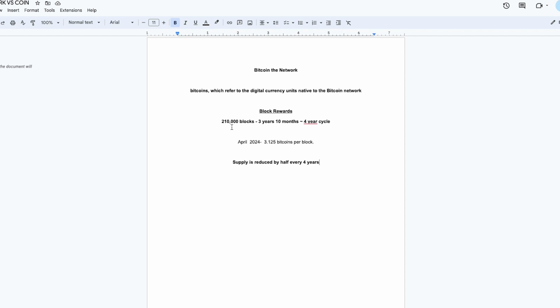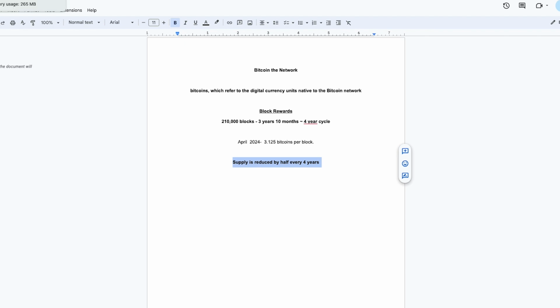Why? Because every 210,000 blocks, the supply is reduced by half. That is roughly 3 years, 10 months. We round up to 4 years, called the 4-year cycle. The last halving of supply was April 2024, and it went from 6.25 Bitcoins per block to 3.125 Bitcoins per block. So again, all you have to know is that about every 4 years, the supply is reduced by half.